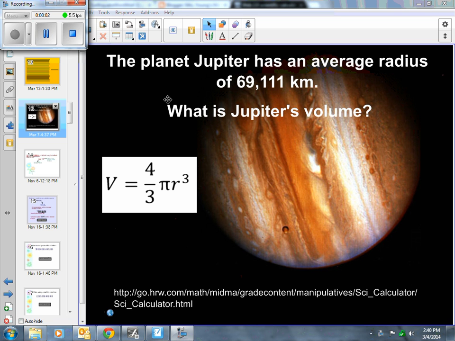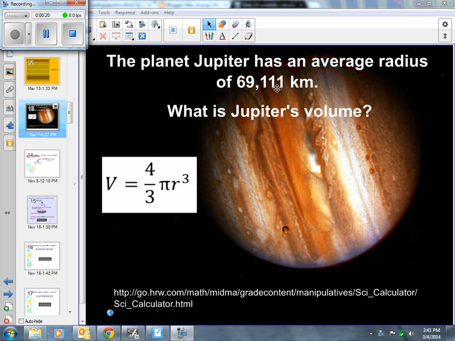All right. Hi, guys. Today what we're going to be talking about is scientific notation. This is going to continue with our idea of exponents and what we've started to work on in this chapter. So first, I'm going to give you this problem we have right here.